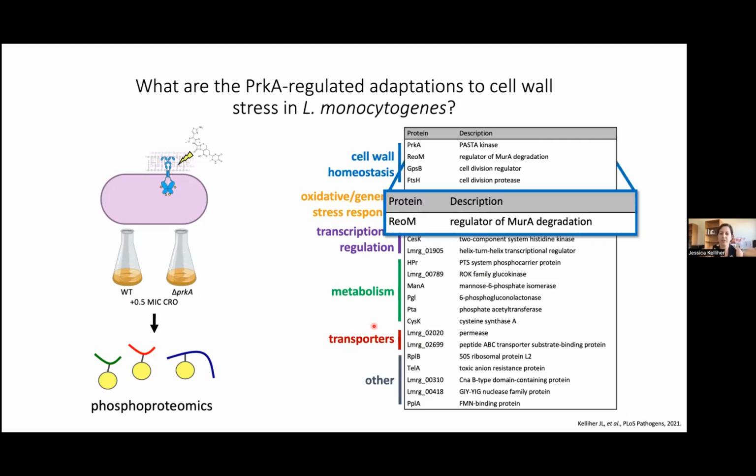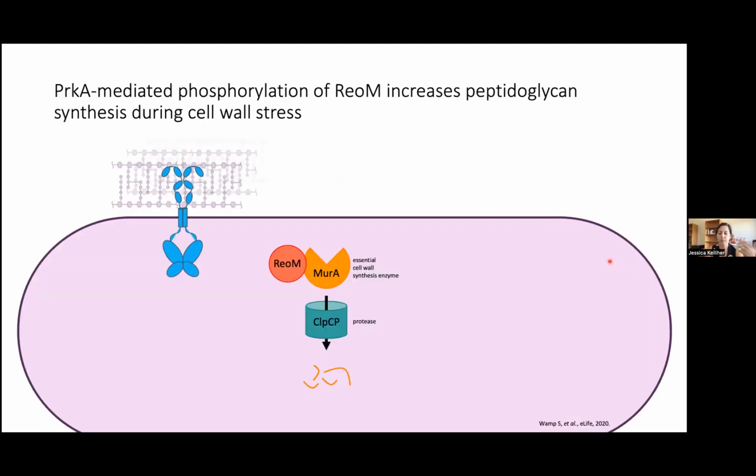So today I will briefly follow up on one of these targets named REOM, which is a conserved protein among gram-positives that contain the pasta kinase. So REOM is a small protein that interacts with MUR-A to target it for degradation through the CLIP-CP protease. MUR-A is an essential enzyme involved in cell wall synthesis, and so the presence of REOM has a negative impact on cell wall synthesis overall.